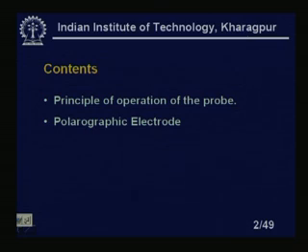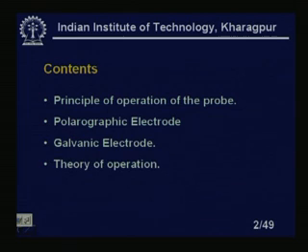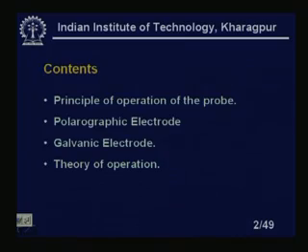Polarographic electrode. There are two types of electrode we will find. One is a polarographic electrode and the other is a galvanic electrode. One needs a power supply and the other doesn't, right. So, we will consider the one which does not need any power supply or bias, that is called the galvanic electrode. Then basically we will consider the theory of operation. The detailed constructions of these electrodes will be discussed in the subsequent lesson, that means lesson 32.